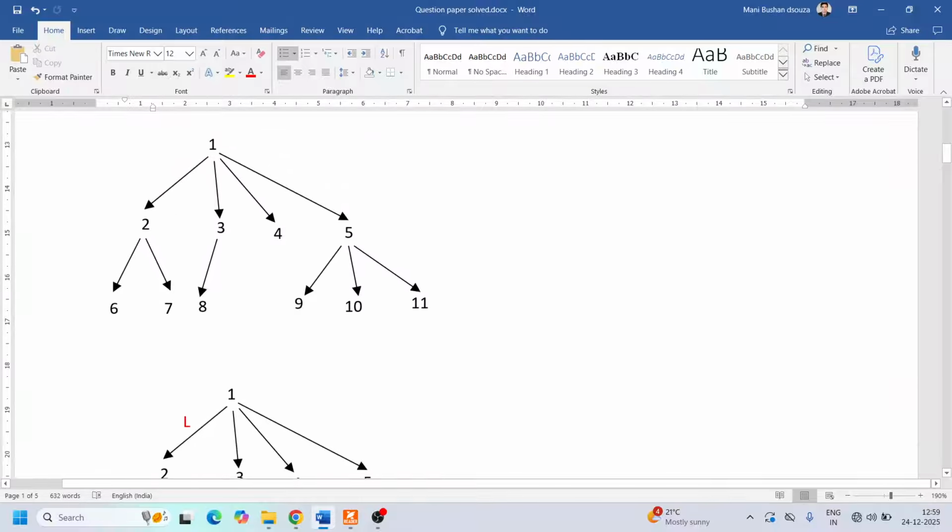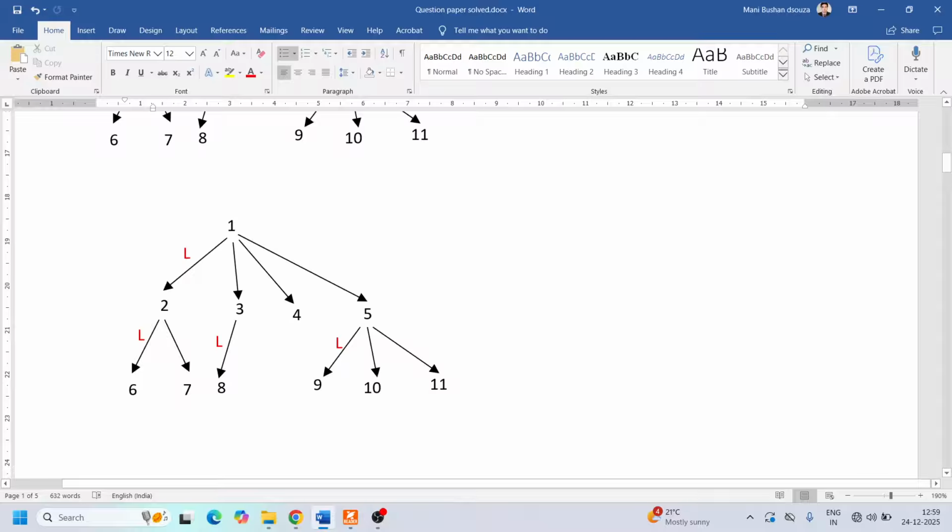So what is the rough work that you are supposed to do? Draw the graph that is given over here. Draw this tree as it is. Carefully draw it on your answer script, not on the question paper. And what are you supposed to do? Take the first node over here. So this is the first node.